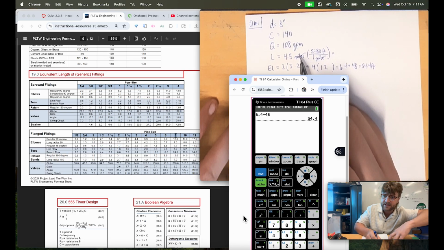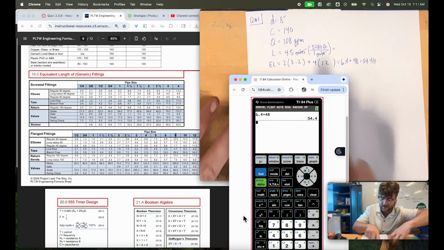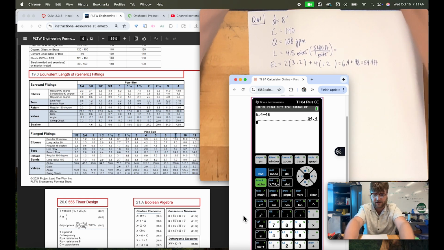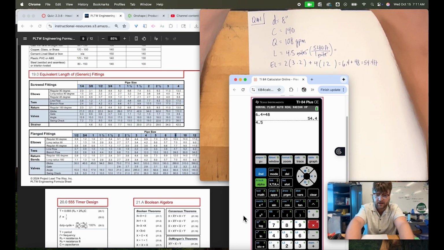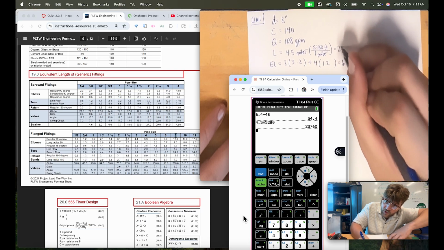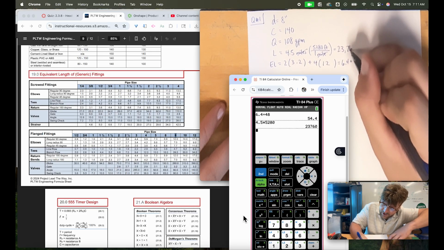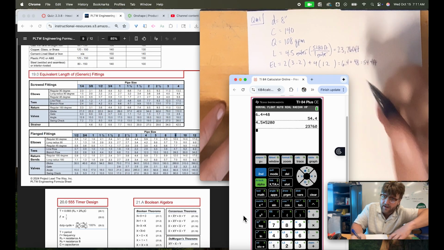That's going to be equal to this length plus this length here. So let's go ahead. Let's find out how many feet we've got for our supply line length. So 4.5 times 5,280. We're going to have 23,760 feet there. Keep in mind that is a comma.